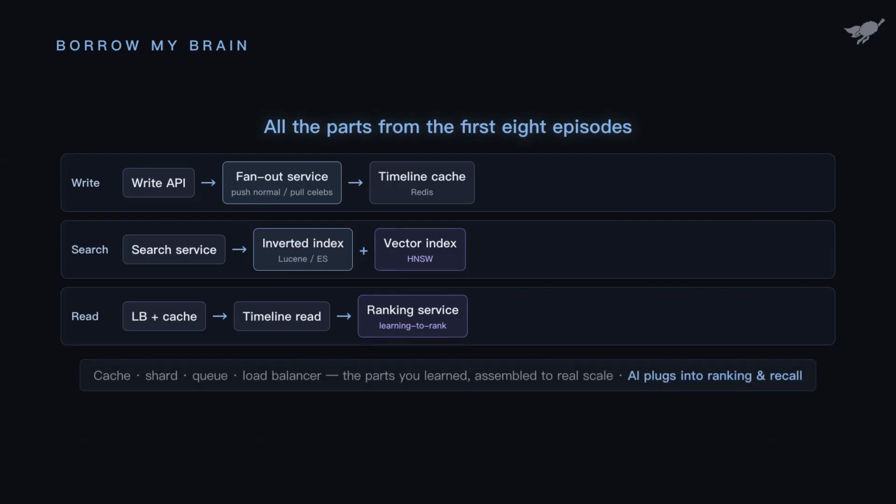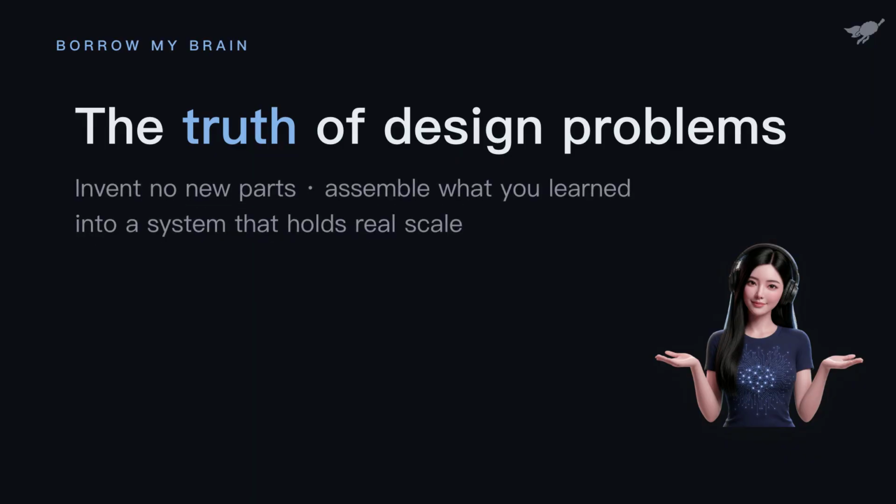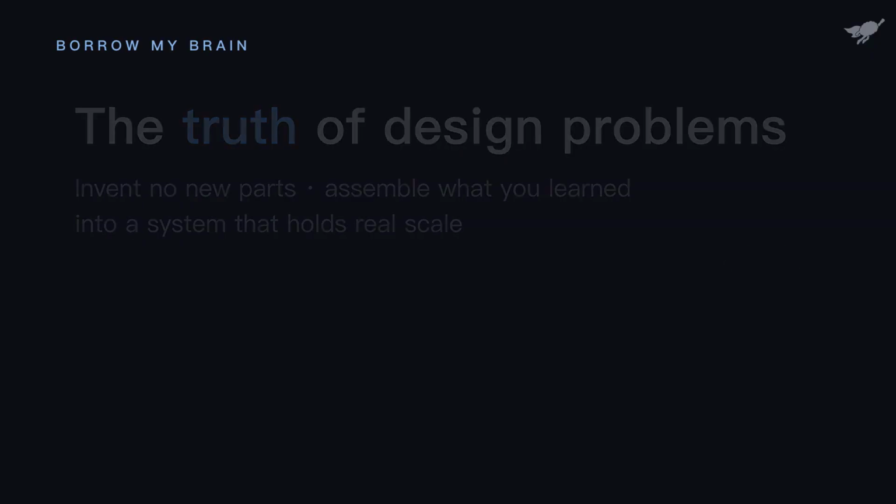That one timeline you scroll, behind it is the fan-out read versus write trade, the celebrity split, the inverted index for search, plus AI's ranking and recall. And this whole thing is just the parts from the first 8 episodes. Caching, sharding, queues, load balancing, bolted together. That's the truth of a design problem. You don't invent new parts. You assemble what you've learned into a system that can take real scale.